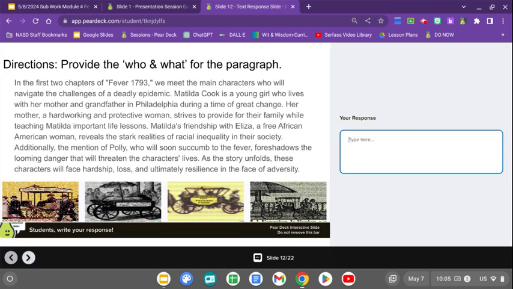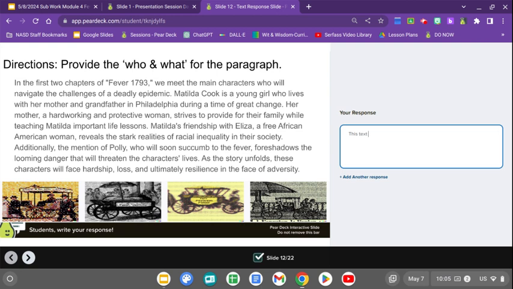Provide the who and the what for the paragraph. So that must be the main idea. This text is mostly about parentheses who and what. Let's take the time to read this now, and then you can finish that sentence starter there on the right.